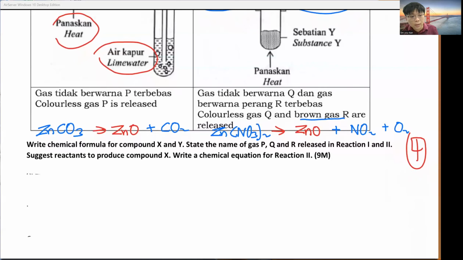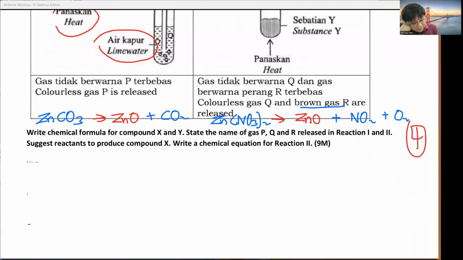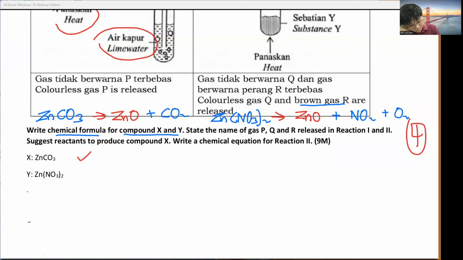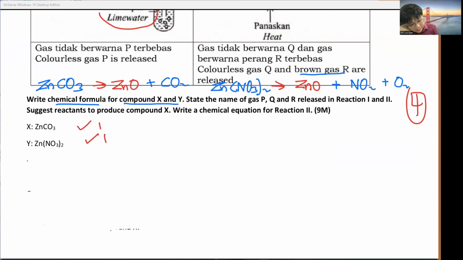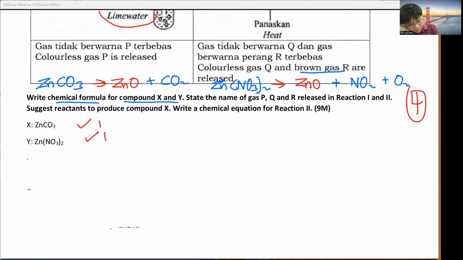So now we try to get the 9 marks. So first one, they want the chemical formula for X and Y. Okay, so now you put in the first answer first. So my X is zinc carbonate. My Y will be my zinc nitrate. Here you get 2 marks. Okay, name gas P. So this is my gas P. Q is colorless gas. R is brown gas. Here 3 marks.